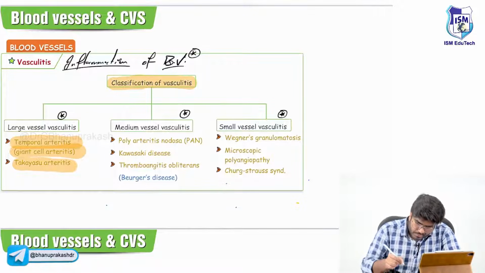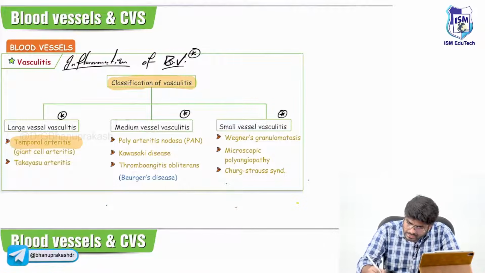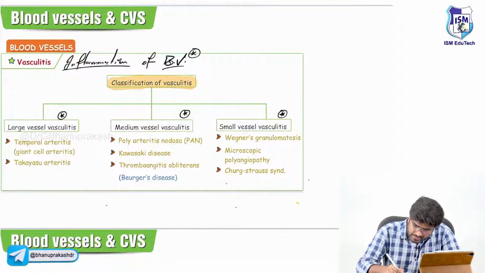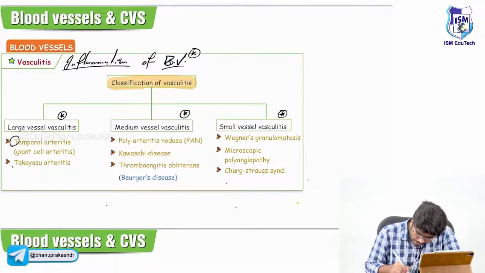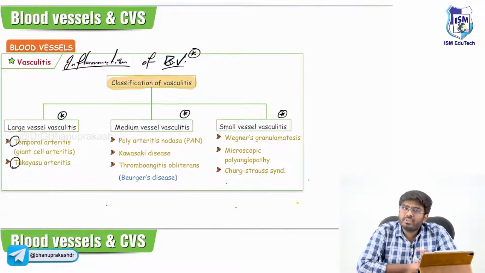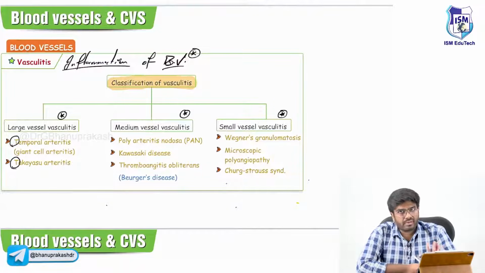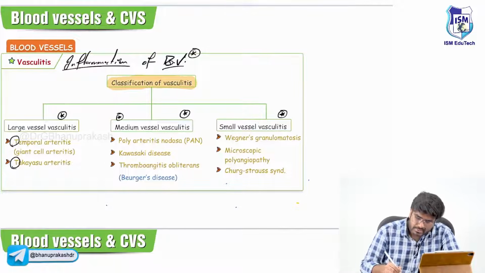And Takayasu. So temporal arteritis and Takayasu, T for T. See, both are TTs. Both of these are large vessel granulomatous vasculitis. I will discuss them. Now, medium vessel vasculitis.